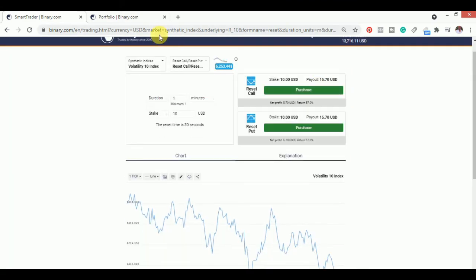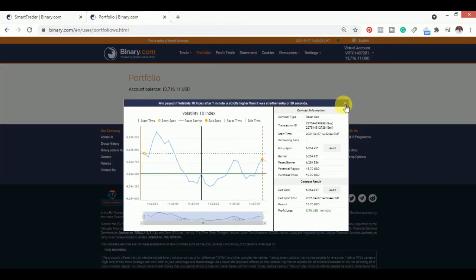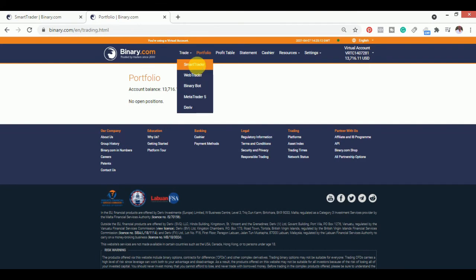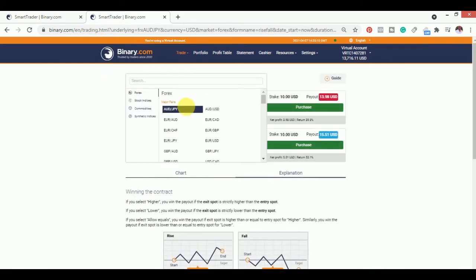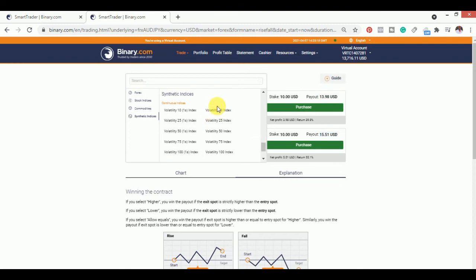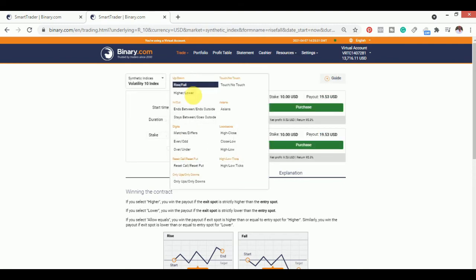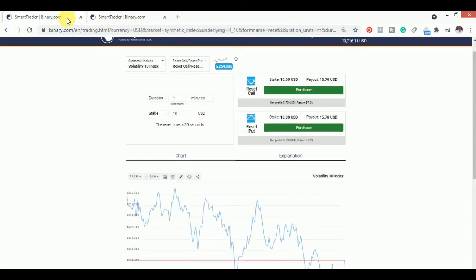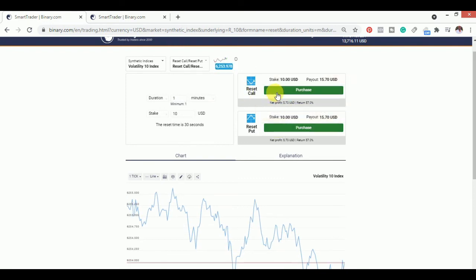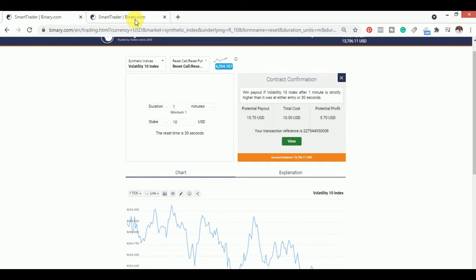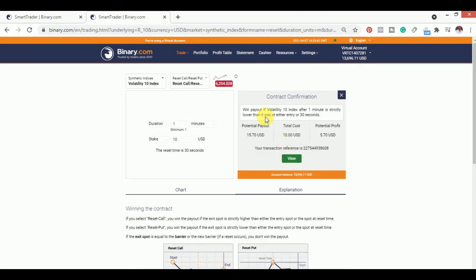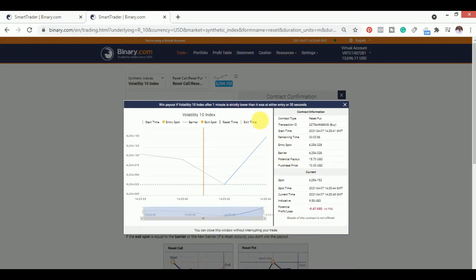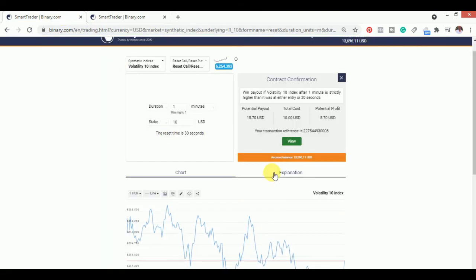All right, so now let me try out what I wanted to try out. Placing in different directions. I know it might not start exactly at the same time, but I try to be as fast as possible, to get as close as possible to the same time. So I'm going to place reset call here and then reset put in the other direction. So let's just go reset call here, reset put here.